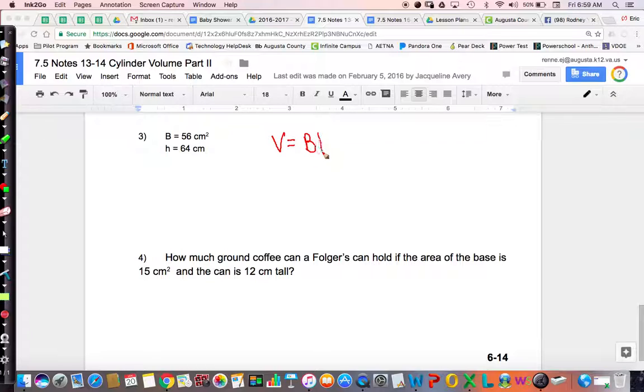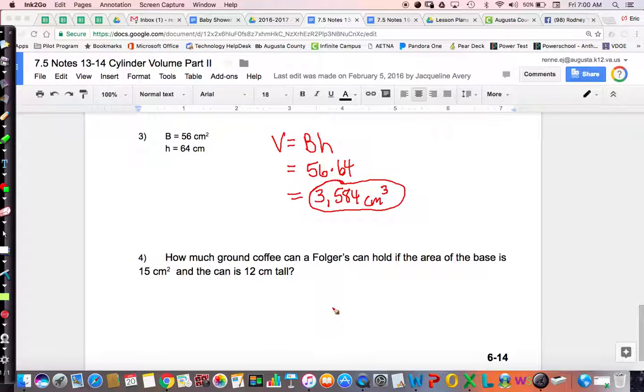So first again, write the formula V equals base times height. Here, the base is 56 and the height is 64. So when I multiply those together, I get 3,584 centimeters cubed. And that's it.